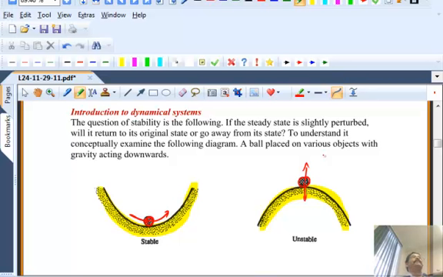Now I give it a gentle push. What happens to that? It moves away from there. If I give it a kick, it will just roll away. I don't know where it goes. Okay? That equilibrium position will be called an unstable equilibrium position.